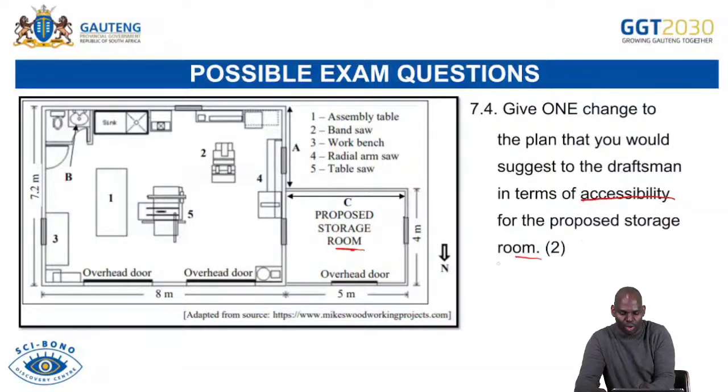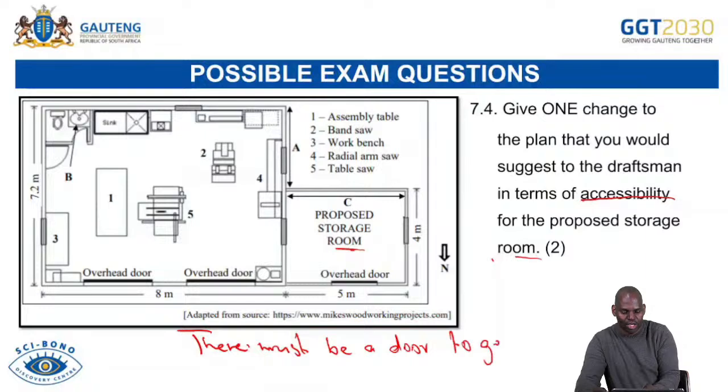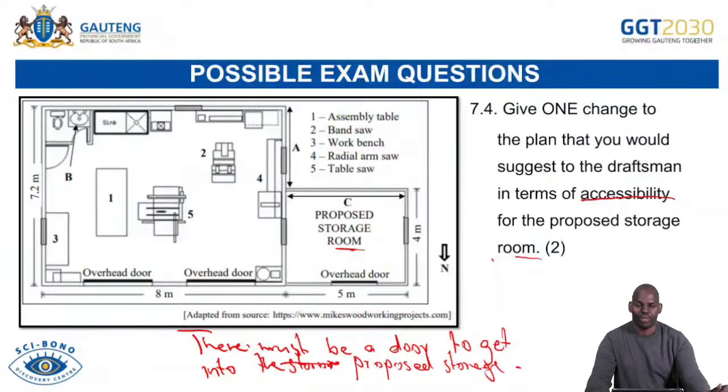So there must be a door to get into the storage, or the proposed storage. Okay, so there's a door missing, so there must be a door somewhere. So it's either between the workshop and the proposed storage room, and there can also be an outside door if possible, but somewhere there must be a door.